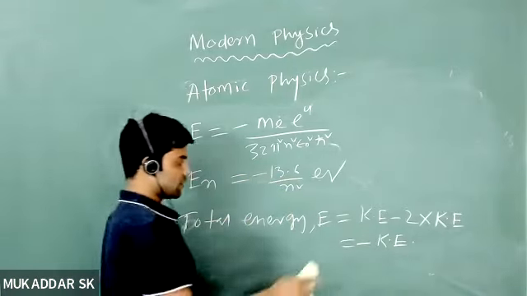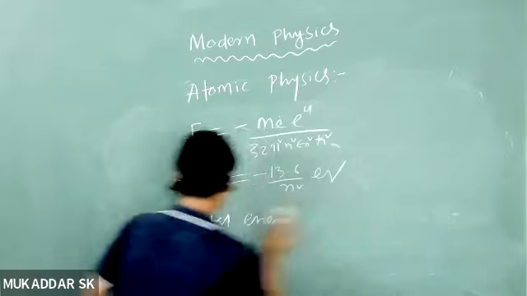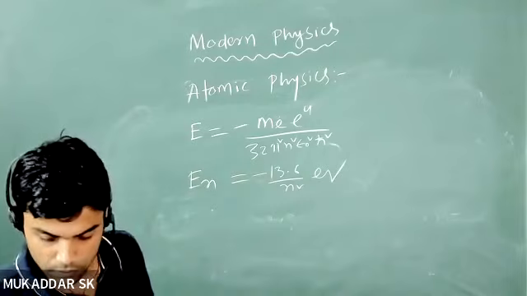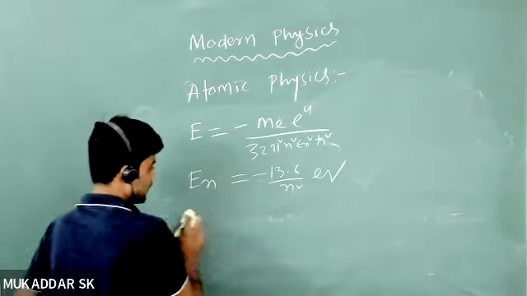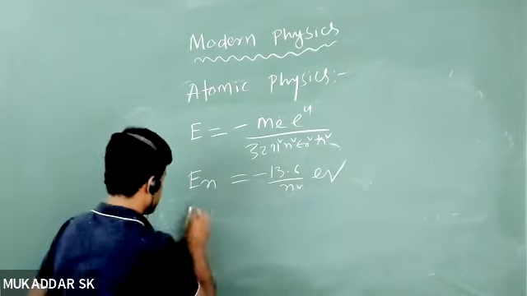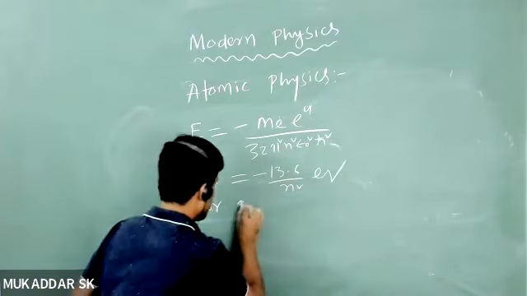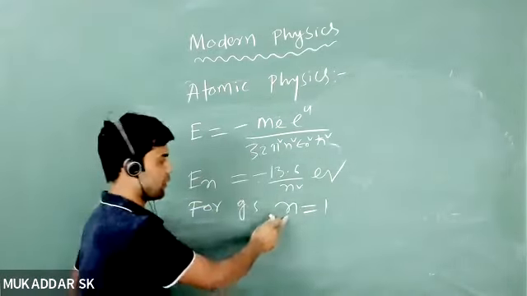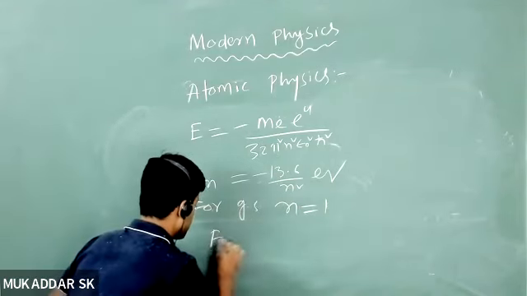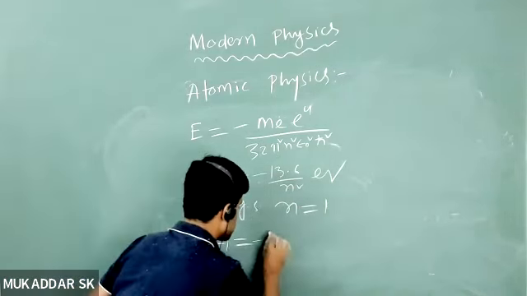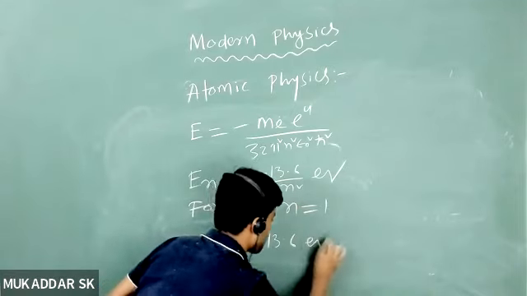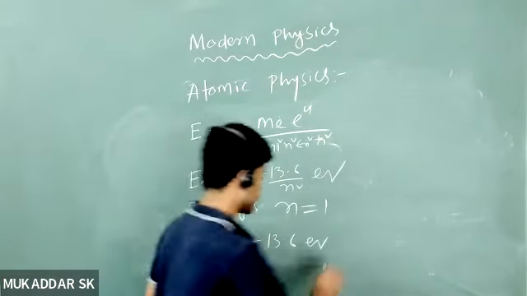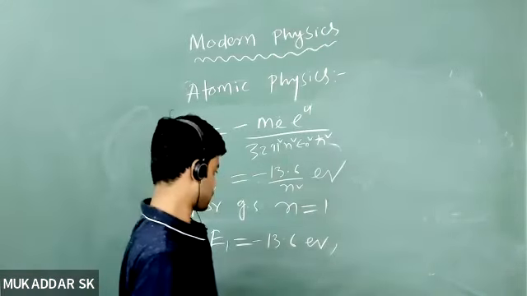What will be the ground state energy of the electron? Yes, 13.6 eV. Very good. For the ground state, the n value should be equal to 1, so if you substitute that n value here, you will get ground state energy E1 equals minus 13.6 eV. What about the first excited state? How much will be that energy? So minus 3.4 electron volt.